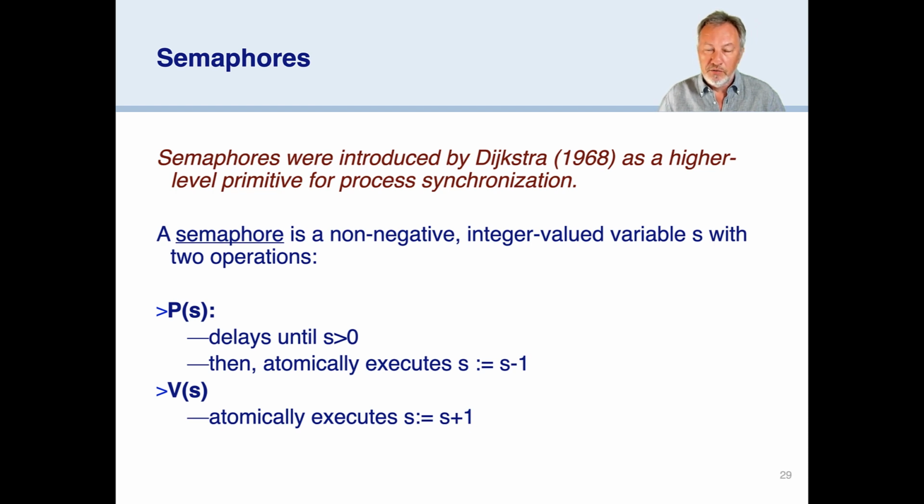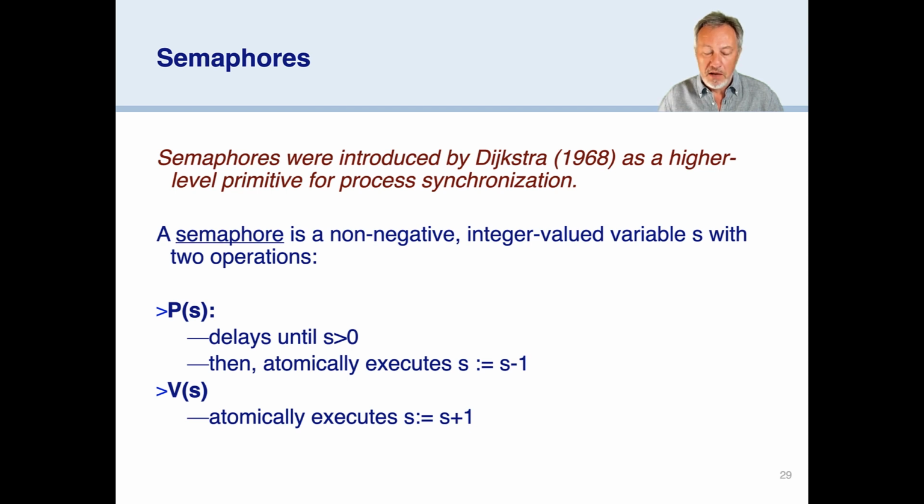Semaphores were introduced by Dijkstra, the same Dijkstra we heard about before, in 1968 as a higher level primitive for process synchronization. It's a very elegant and clever approach. There are different variants of semaphore, but basically you have a semaphore as an integer valued variable s with two operations that you can perform on it.